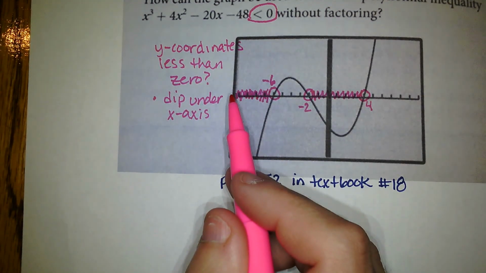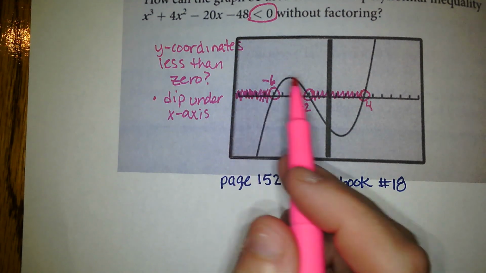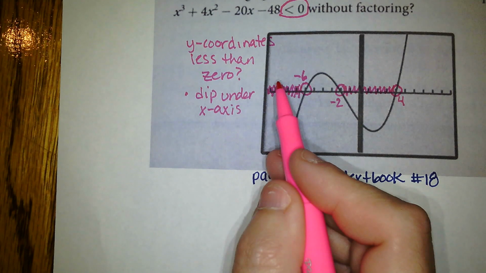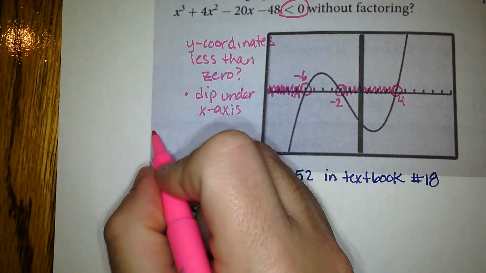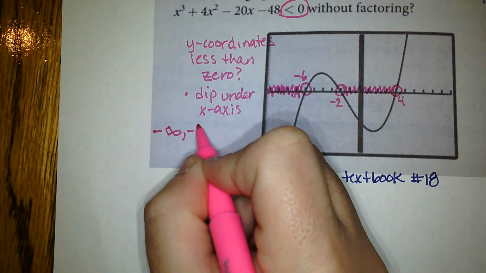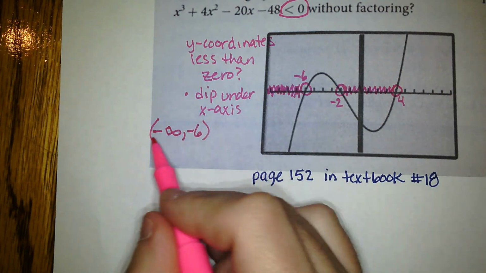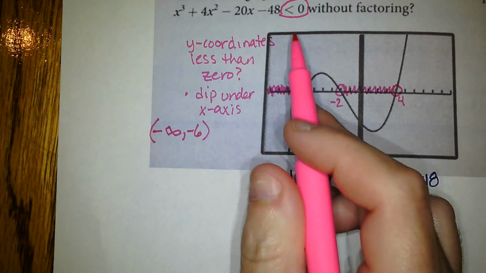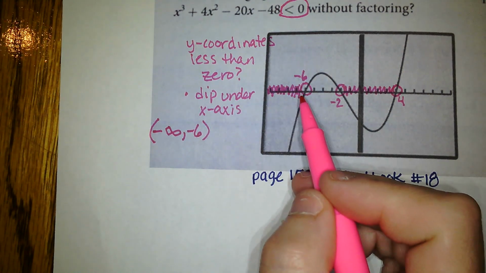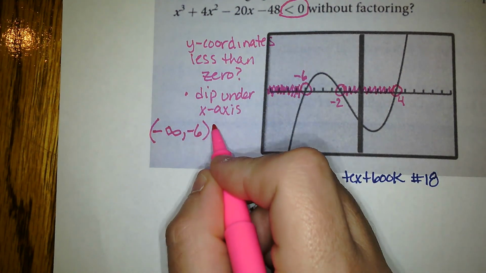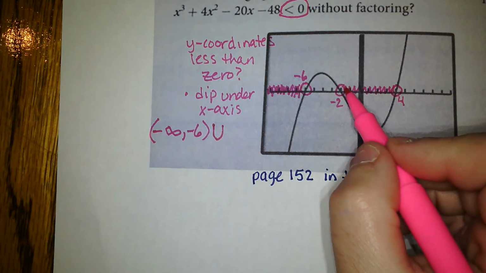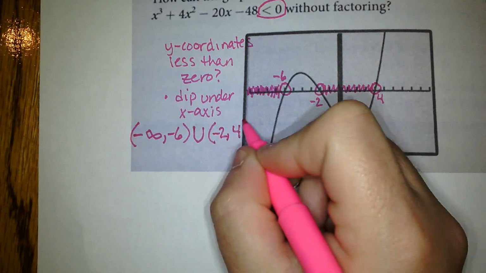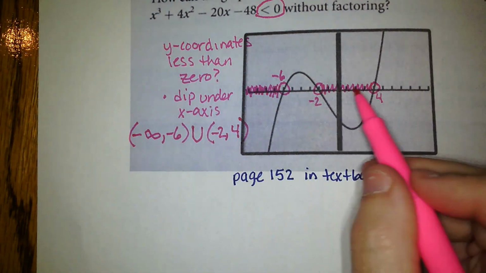So we're going to start with, this is in 2 separate sections, so we're going to need a union. This one starts at -∞ and goes to -6. -∞ to -6, both parentheses. Parentheses always on the infinity, but this is a parenthesis because there's no equal to sign in your symbol. Then we're going to union, and then you've got from -2 to +4, and parentheses for both of those because they're also open.